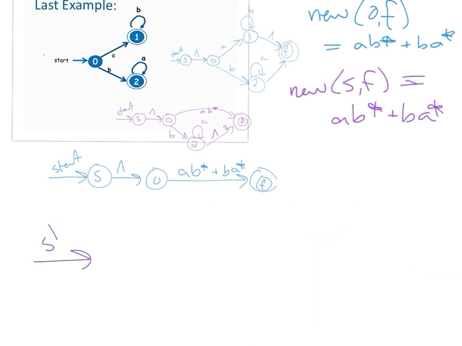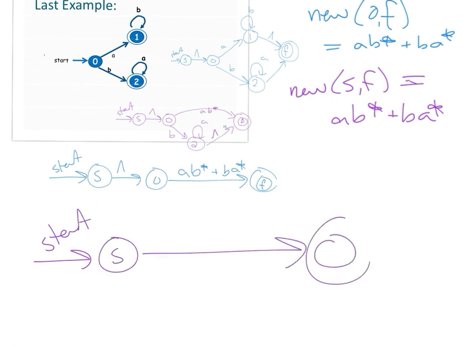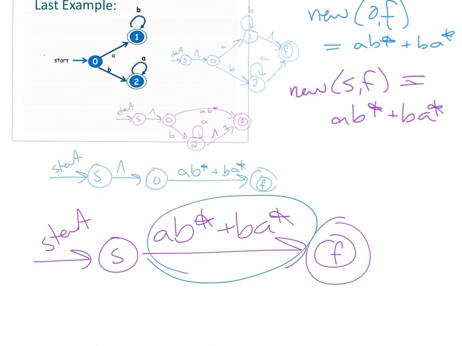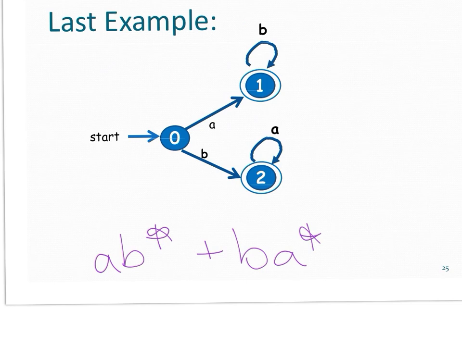So we will have start, and we will have S to F, and on there it will say A B star plus B A star. And since there is nothing else, no other states on here besides S and F, we know that we've got our answer. Okay, so let's take a look at that and compare it with where we started. So what we discovered was that this NFA is represented by this regular expression.